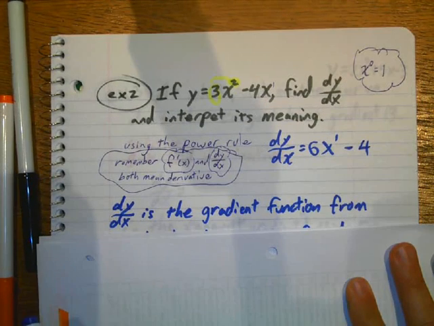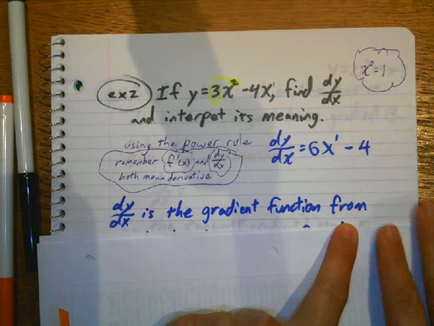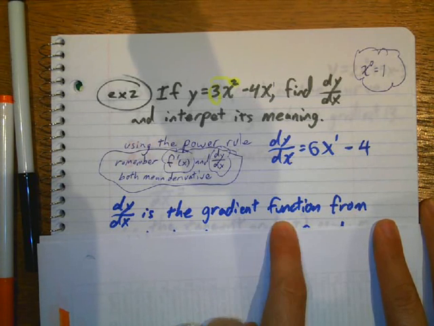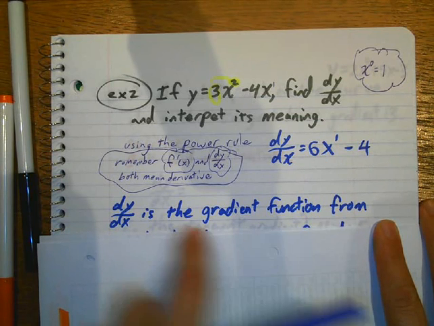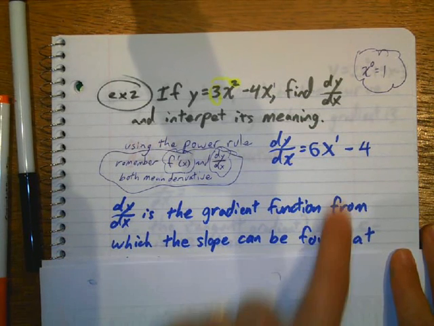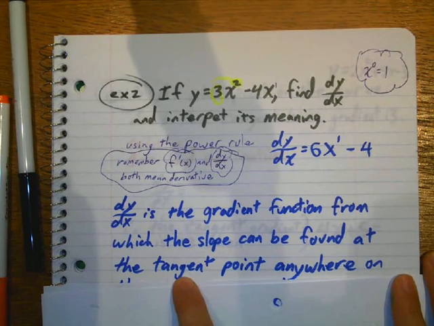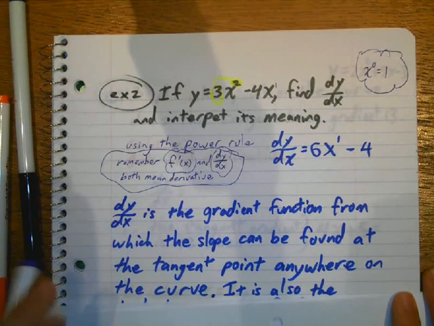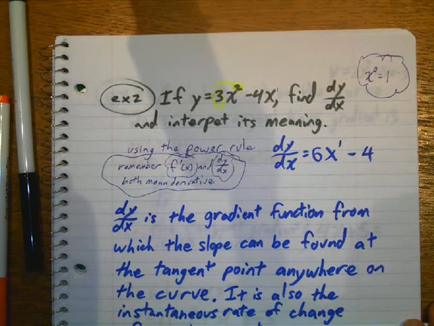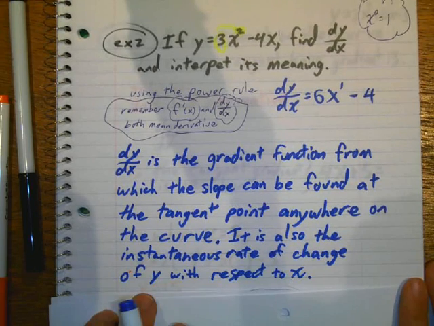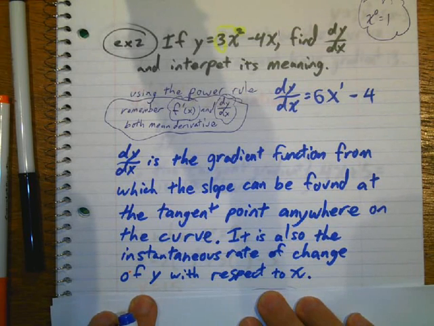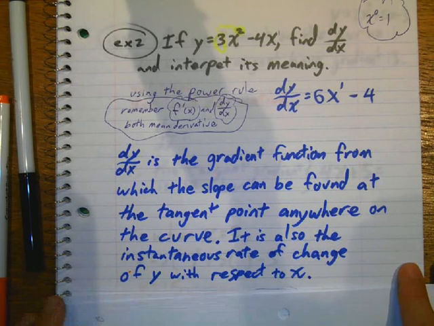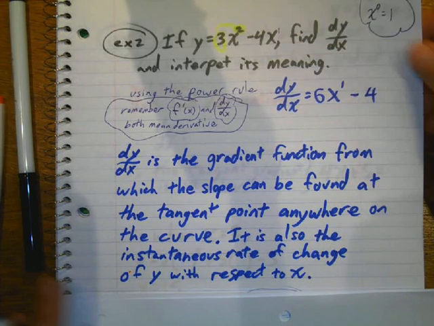So the derivative is the gradient function. This is a function that gives me the slope that can be found at any point on the original graph of the curve. It's also going to give me the instantaneous rate of change, which is the slope of y with respect to x. You might want to hit pause and write this down. Okay, all right, next one.